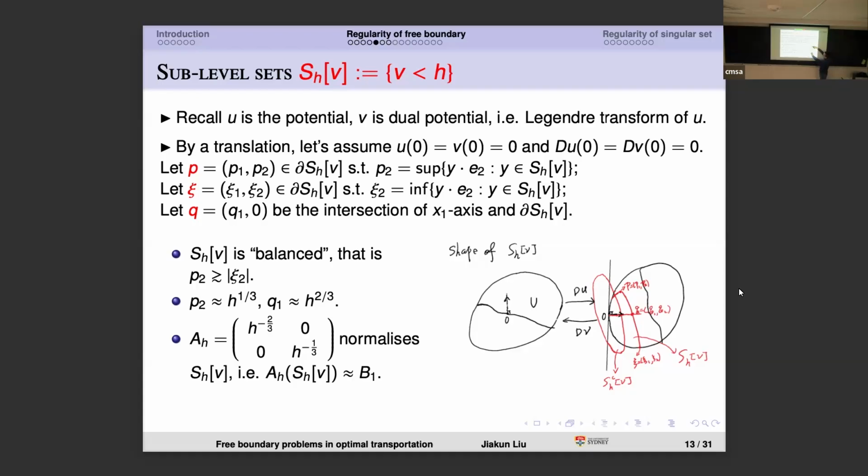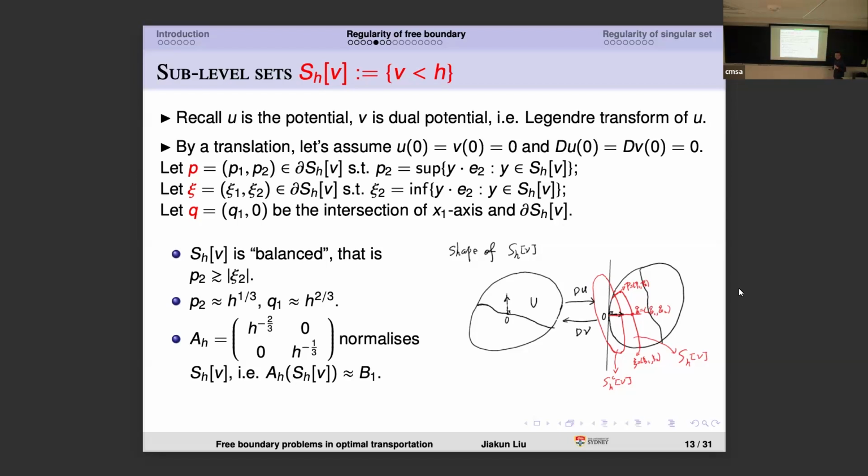And then we try to estimate the geometry, that means what's the length vertically and what's the length horizontally. By using different kinds of techniques, we know the vertical length is almost h to the power 1/3, where h is the height, and the horizontal length is almost equivalent to h to the power 2/3. So once we know the geometry, using such a linear transformation, such a matrix, we can blow up, we can change the level set to be almost equal to a unit ball.